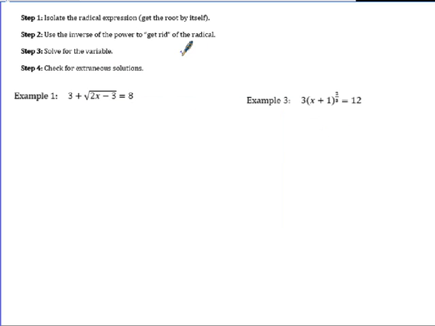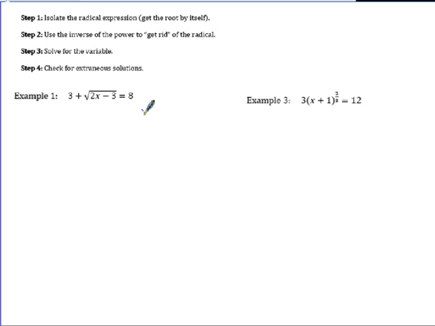Okay, so here's our steps. We're going to isolate the radical first. So get the root by itself first. It's always going to be your first step. And then you're going to do the inverse of whatever the root is to get rid of it. And then we solve for the variable just like a regular equation that you've been doing for forever. Okay, and just like we did with absolute value equations, we have to check for extraneous solutions. And the way we do that is just to plug our answer or answers back in to make sure that they all work and there's none of them that are extraneous.